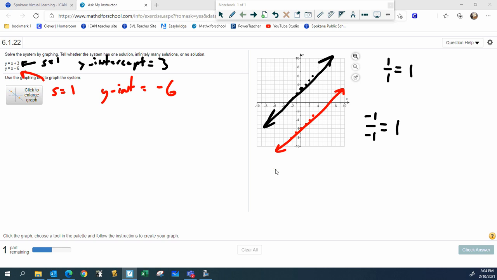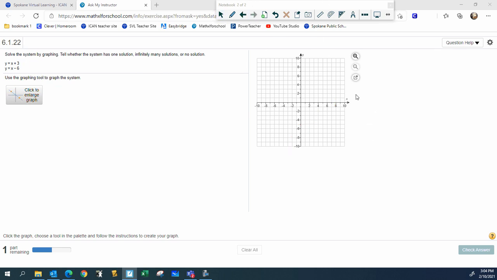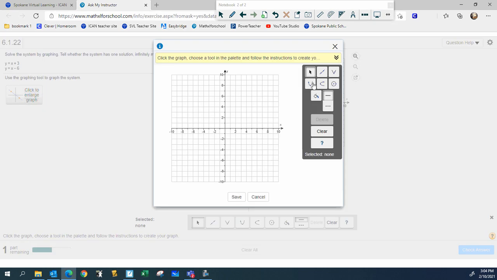But what we're going to notice is that these lines are parallel. They have the same slope. They will always be parallel. They will never intersect. Okay? So to show you how this works in the program, we just choose a line.